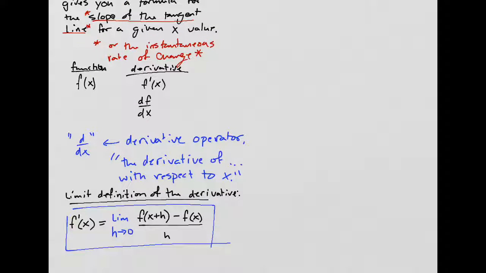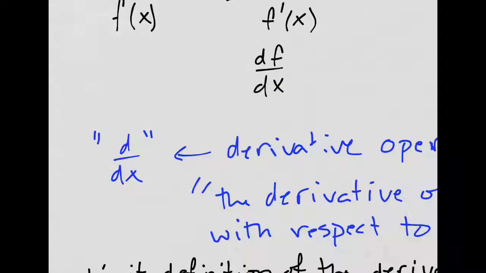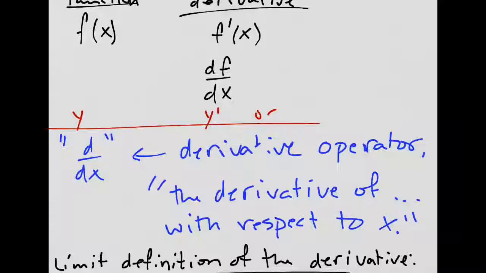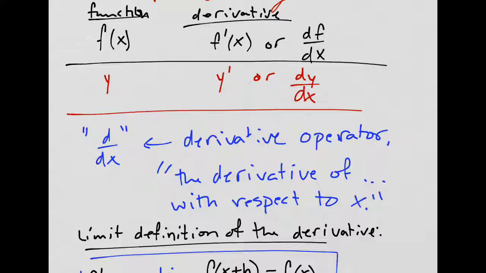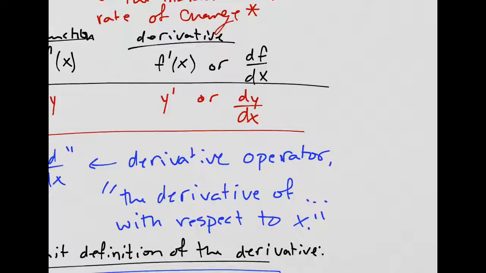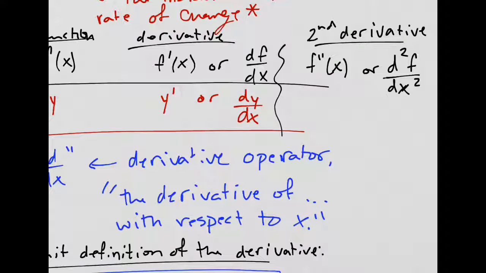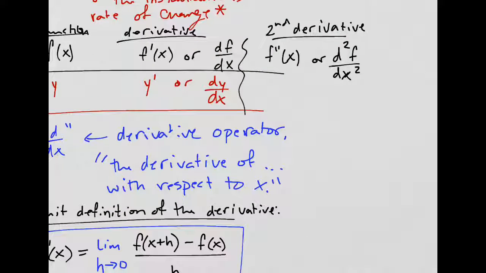And then the prime notation. We could also have, if we had y, we could say y prime or dy dx. If you had a function y, you could say y prime or dy dx. For a second derivative, which we won't get to yet, you could say d squared f over dx squared, or f double prime. Or for the other ones, y double prime or d squared y over dx squared.